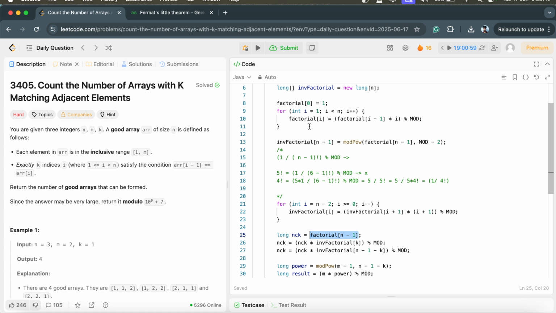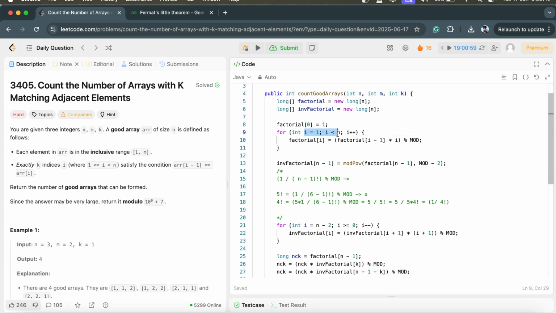So this first for loop was also going from 1 to n minus 1. Now that we got the inverse factorial of n minus 1, we can get the inverse factorial of n minus 2 by multiplying the previous answer that we got from this inverse of factorial.